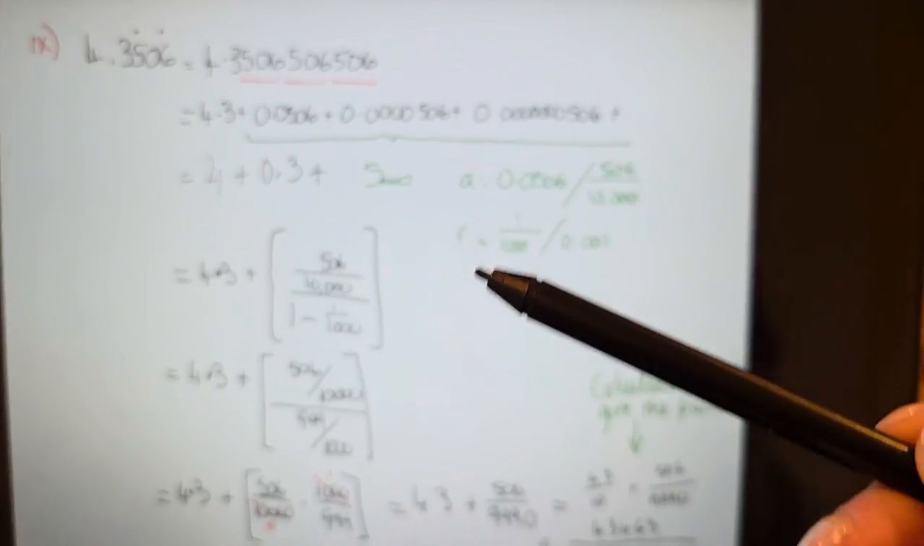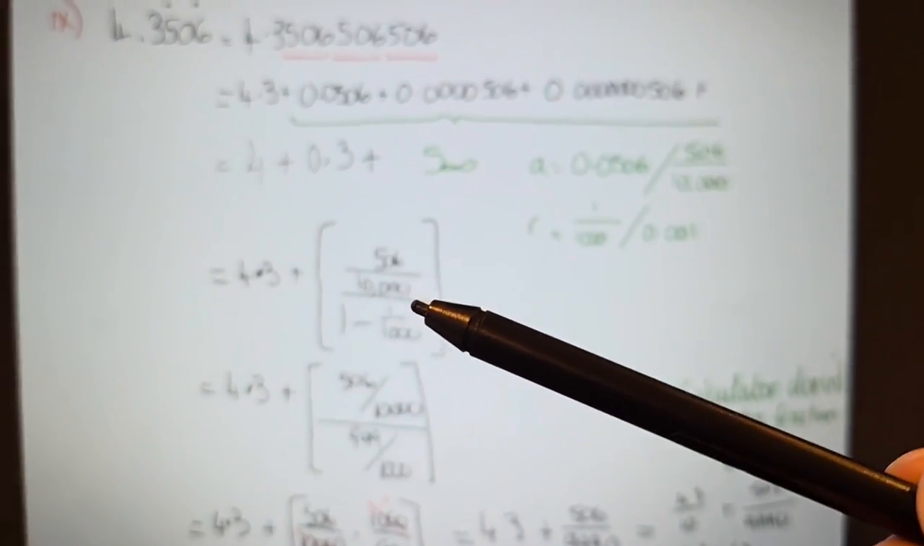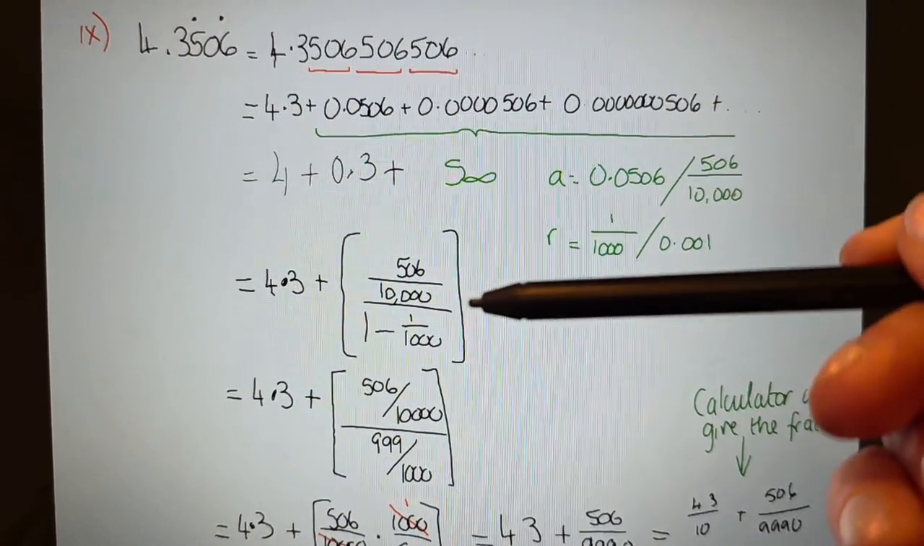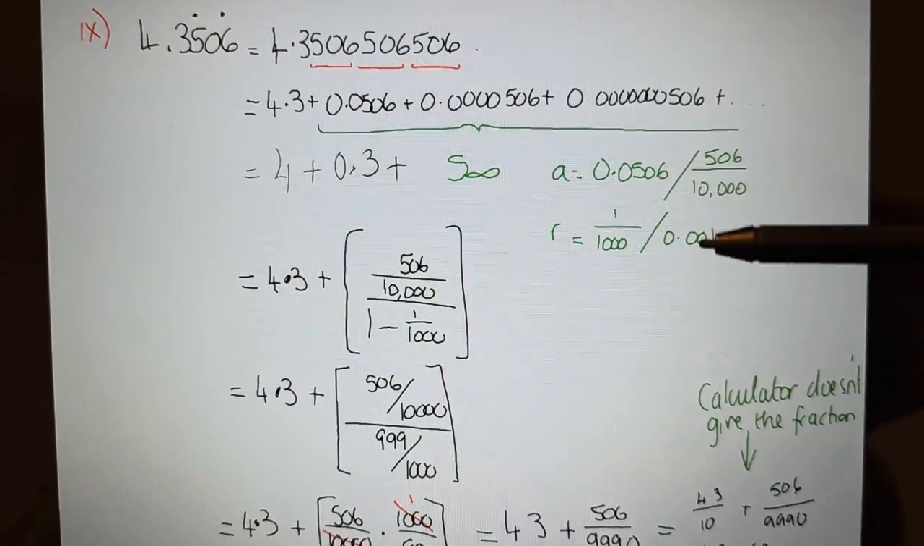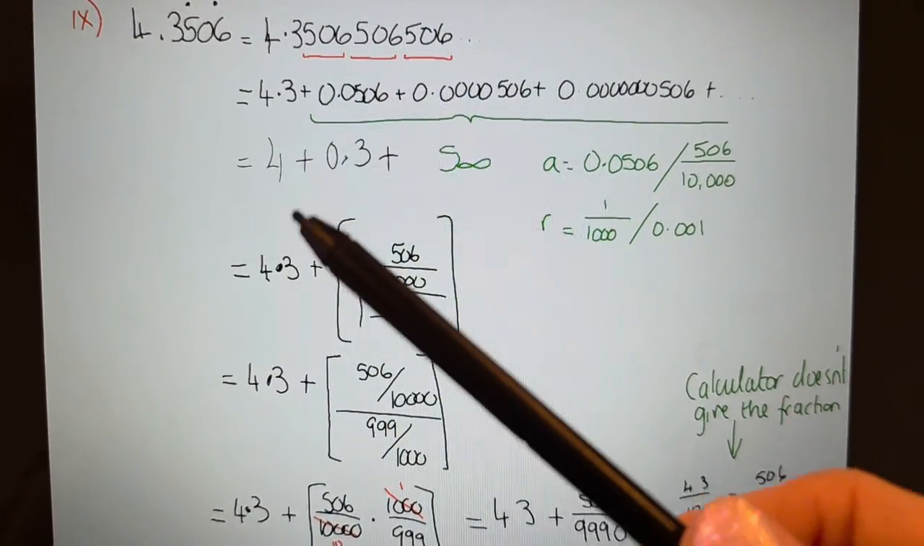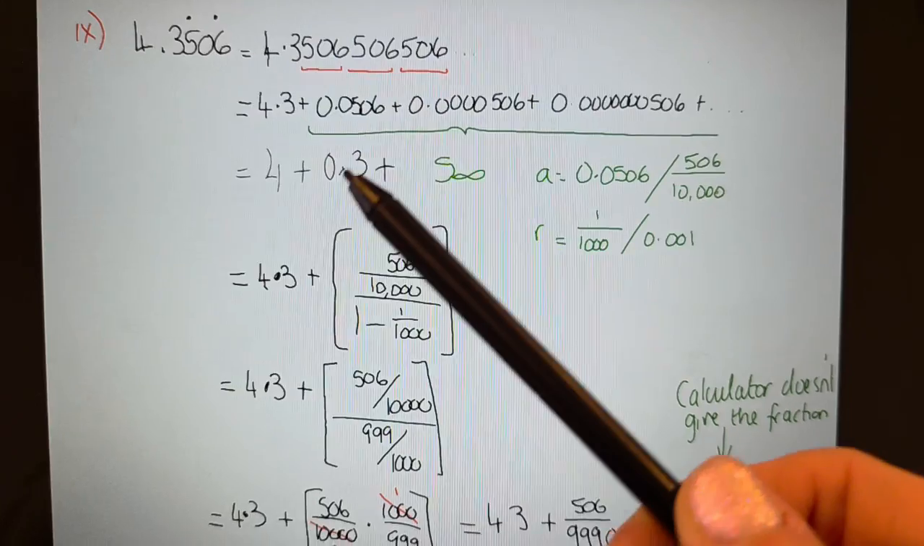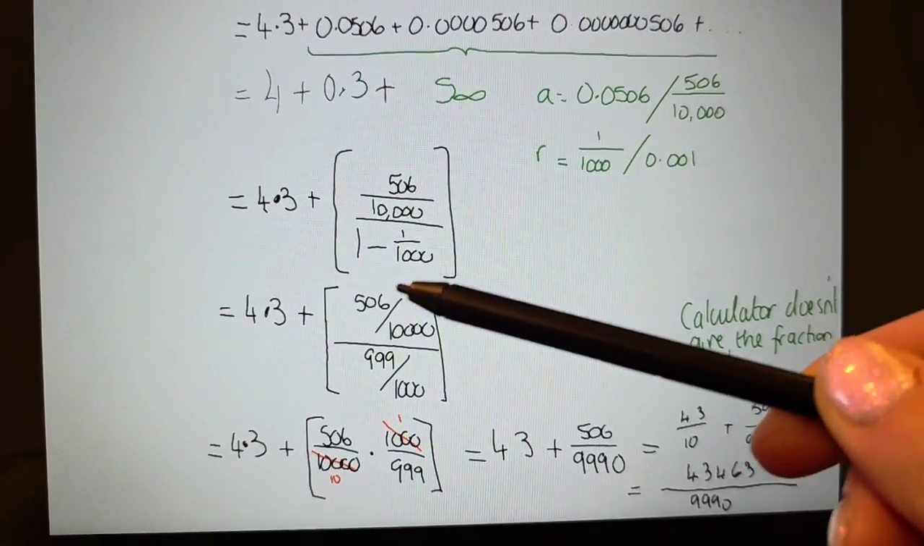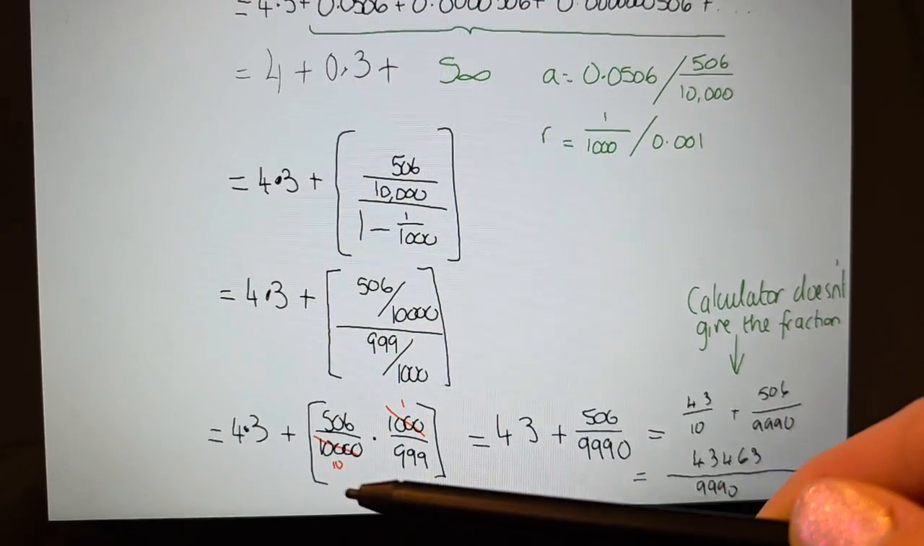Okay, I put down my S of infinity formula, which is A all over 1 minus R. I just leave them in fraction format, but you can write the decimal equivalent, it makes no difference. And again, it's 4 plus 0.3 or 4 plus 3/10, which I've just written as 4.3. Okay, that's my S of infinity formula, subbed in, tidied up, break it down.